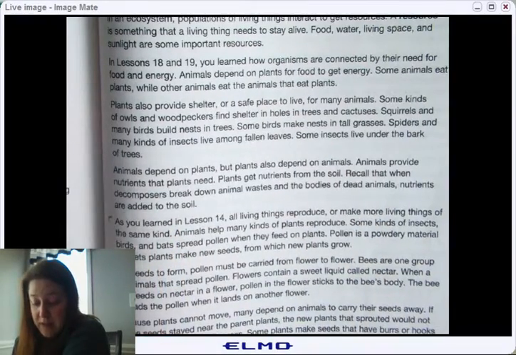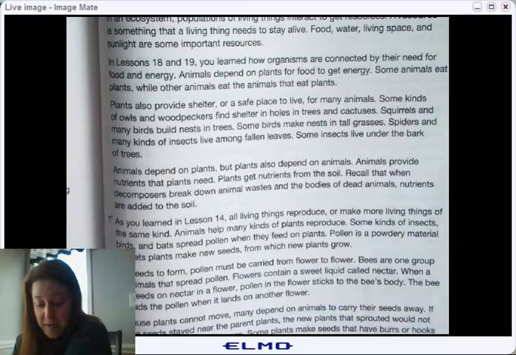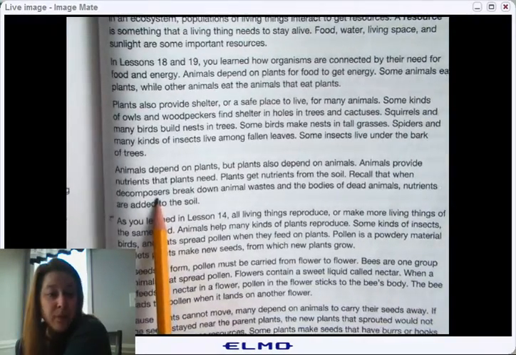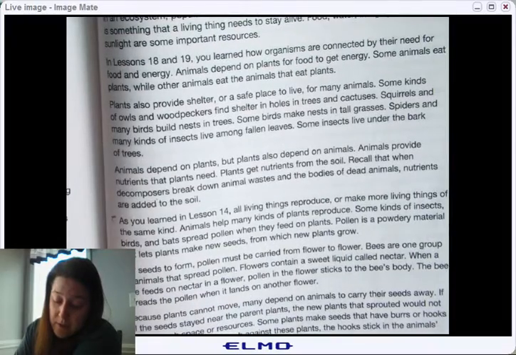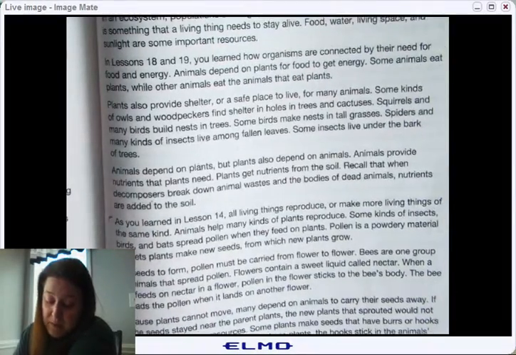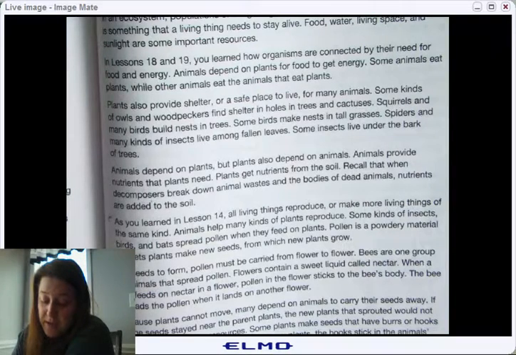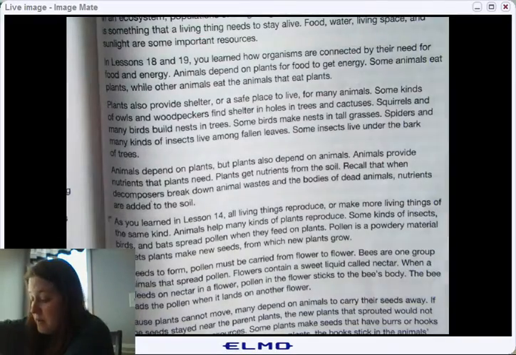So blanks break down animal waste and the bodies of dead animals into nutrients that plants need. What are they? Decomposers break down animal waste and dead bodies into the nutrients. Some animals spread blank and carry seeds to new places. They will have room to grow. So let's go down here.